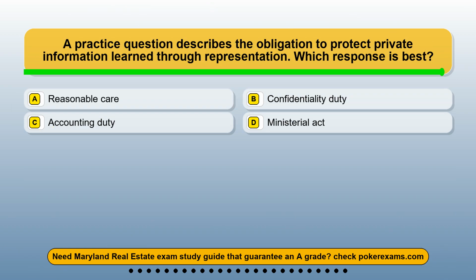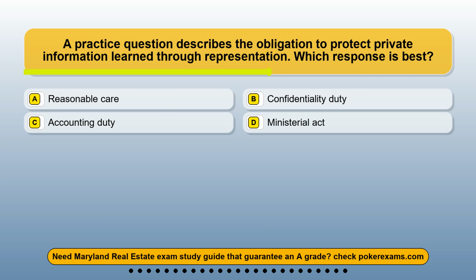Question 2. A practice question describes the obligation to protect private information learned through representation. Which response is best? Option A. Reasonable care. Option B. Confidentiality duty. Option C. Accounting duty. Option D. Ministerial act.